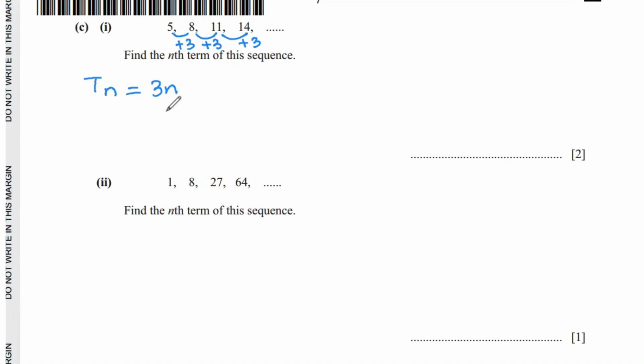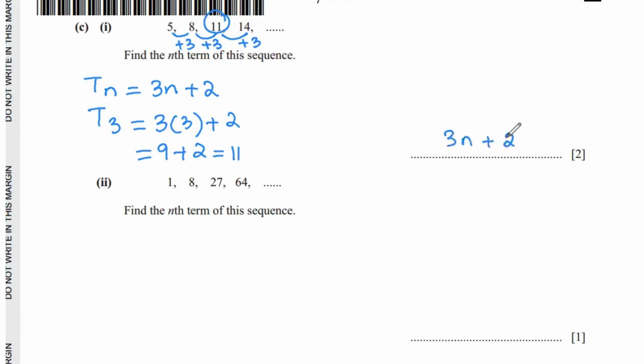So we have 3n. And now if we use this as the nth term, T1 would be 3 times 1, which is 3. Now 3 is not the same as 5, which means to make it 5, we need to add 2 to 3n. So now if we try to find the third term using this, T3 would be 3 times 3 plus 2, which is 9 plus 2, and that is 11. Same as the number in the sequence. Hence, our nth term for this sequence is 3n plus 2.